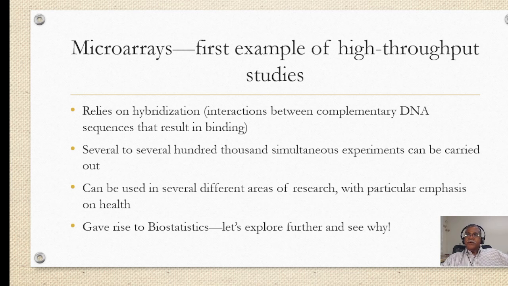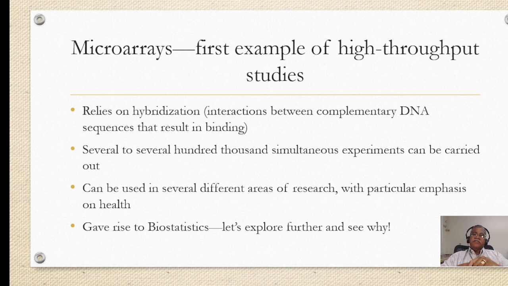So microarrays were the first example of what is called high throughput studies. It relied on hybridization, partial hybridization, complete hybridization. So what is hybridization? When DNA sequences that are complementary are brought together, they automatically bind again because that's the nature of complementarity, and that's kind of the very origin of the singularities of life, so to speak. So that is called hybridization.